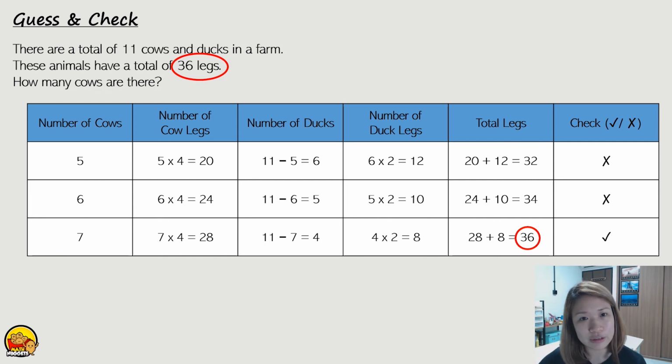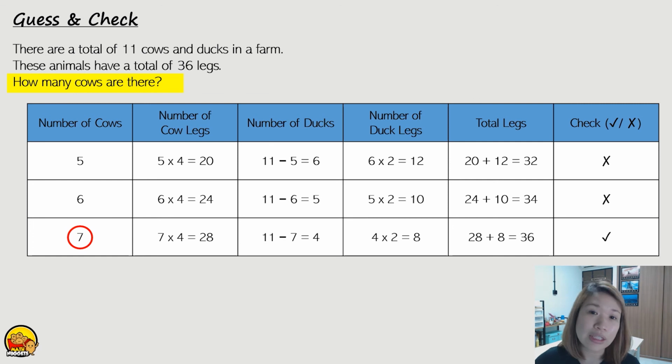We can answer the question now. So what does the question want us to find? How many cows are there? So let's look for the number of cows. So much information. Where's the cows? There we go. So we know that there are 7 cows. So that's the answer. There are 7 cows.